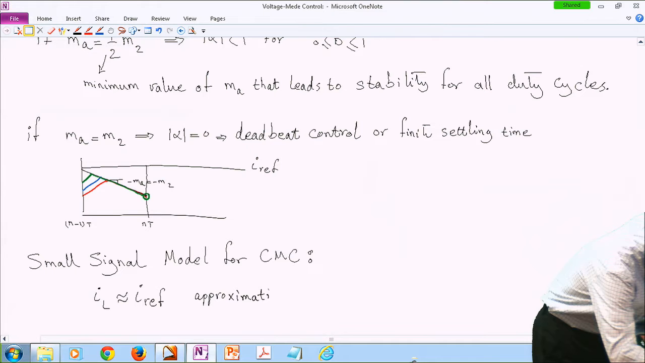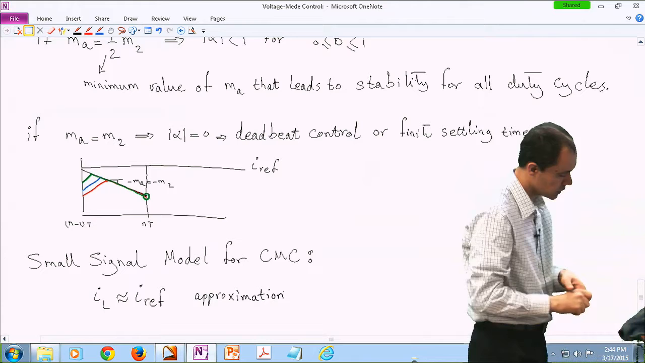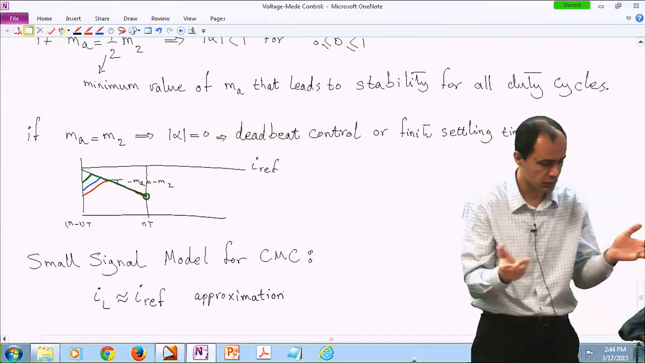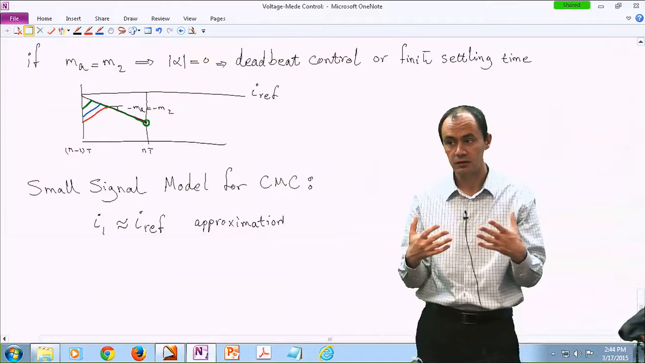Okay, so remember how we modeled our voltage mode control, the small signal model for our single pole double throw switch. We started with a DC analysis and then we perturbed that DC analysis. We are going to do the exact same thing here. Similar to the previous case, first we model the buck converter and then we generalize that to any kind of single pole double throw switch. So let me draw the buck topology first.